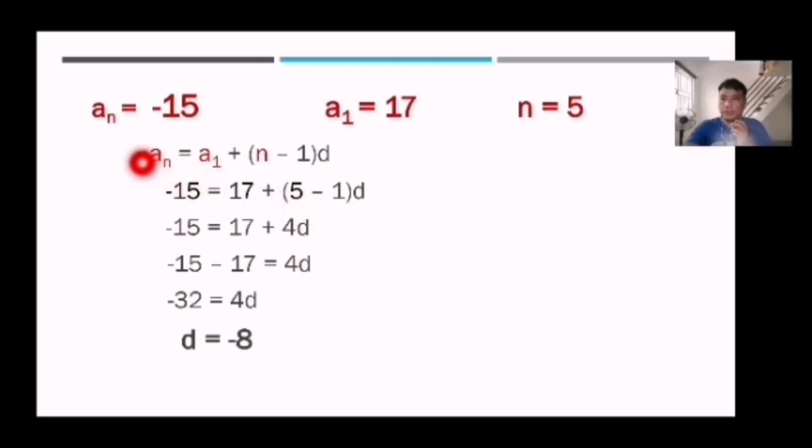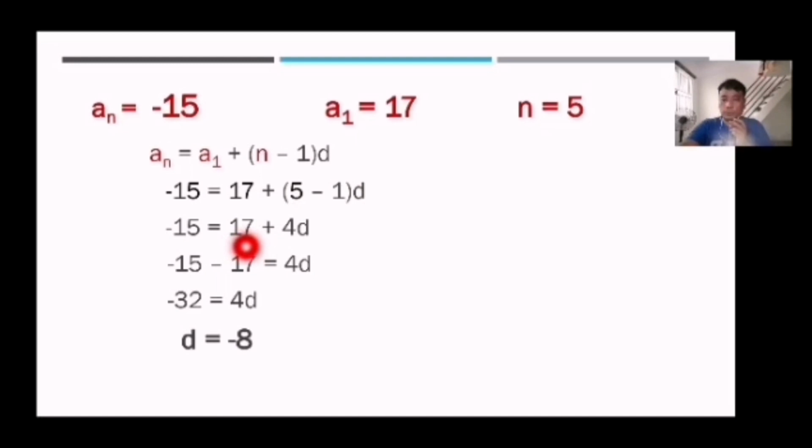Substituting the values, a sub n is negative 15. A sub 1 is 17. N is equals to 5. Okay, so 5 minus 1 is 4. Bring down si D, bring down si 17, and bring down si negative 15. Again, we will combine similar terms. In this case, negative 15 and 17 are both constant.